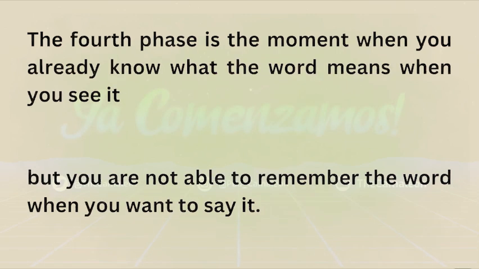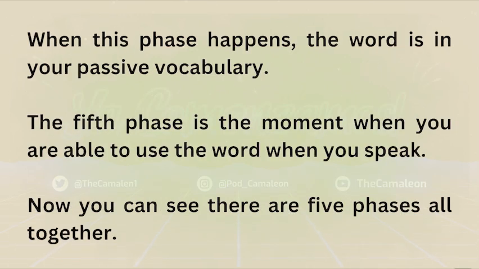a verb. The fourth phase is the moment when you already know what the word means when you see it, but you are not able to remember the word when you want to say it. When this phase happens, the word is in your passive vocabulary. The fifth phase is the moment when you are able to use the word when you speak. Now you can see there are 5 phases altogether.